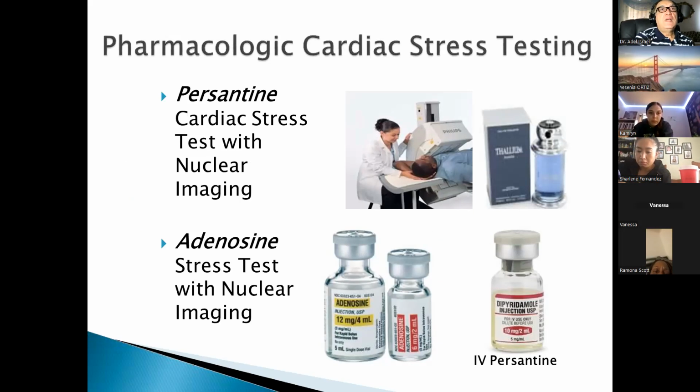If I give this persantine or adenosine to the patient intravenously, it is as if I am giving extra effort during exercise, so the heart is overwhelmed, okay? Like when we do exercise. So if I inject these two medications, it will put more load on the heart. And if there is something wrong with the heart, it will show up immediately.